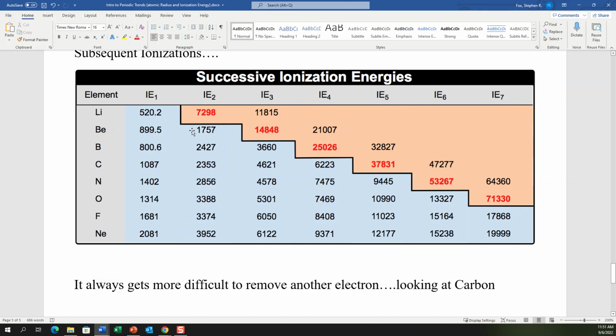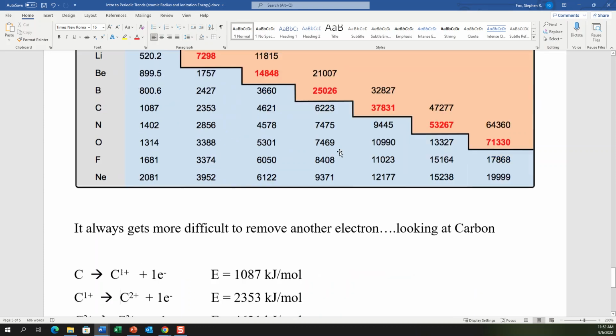Beryllium has 2 electrons to remove, so notice where its big jump is. It always gets more difficult, but there's not that big of a jump between this number and that number, but then there's a huge jump between this number and that number. So these are the valence electrons for beryllium. This is a core electron. Boron has 3 valence electrons. So you're not going to get a big jump in ionization until ionization 3 and 4, right? Because these would be the 3 valence electrons removed, and this would be a core electron being removed, okay?